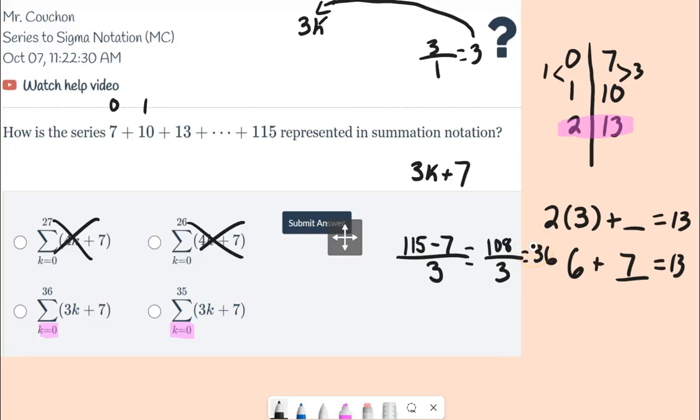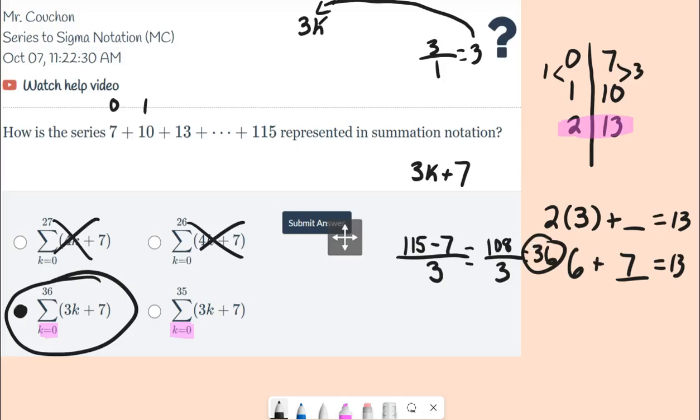Now, here's the interesting part. Last time we had to add 1 because we were starting at 1. This time we're starting at 0, so we don't need to add that 1. That 36 is going to be our total. So our solution here is this one, in case you can't see, 0 up to 36, the sum of those values plugged into the expression 3k plus 7.